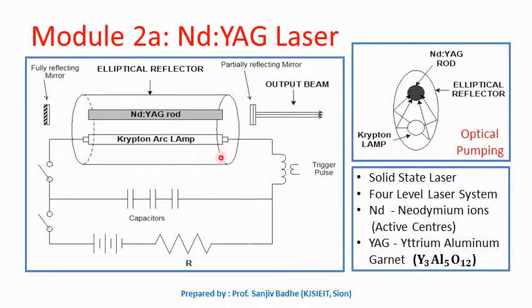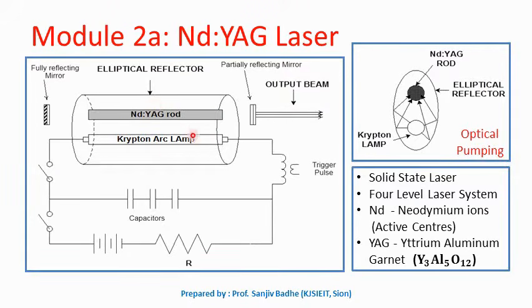This diagram shows the construction of Nd:YAG laser. Here you can see one elliptical reflector and the Nd:YAG rod, the solid state laser. So the Nd:YAG rod along with a krypton lamp is kept inside this elliptical reflector. This Nd:YAG rod is kept at one of the foci and the krypton arc lamp is kept at the other focus.